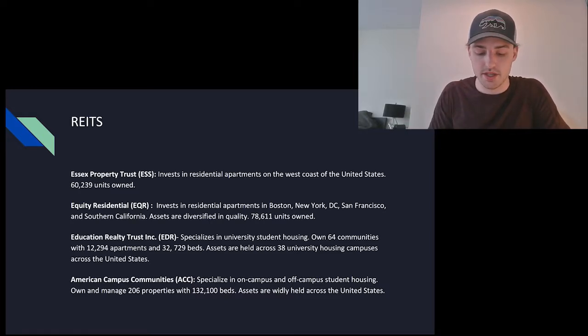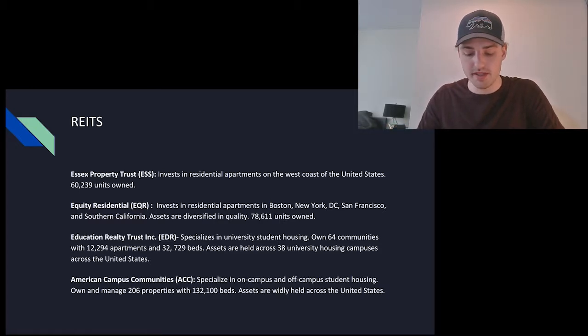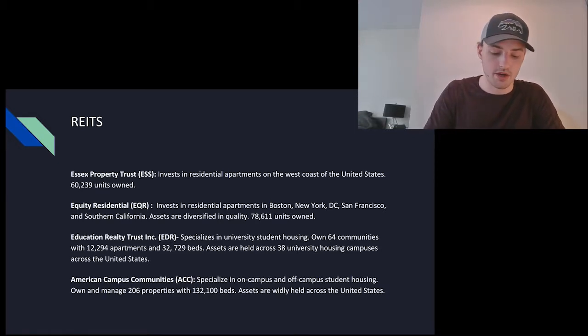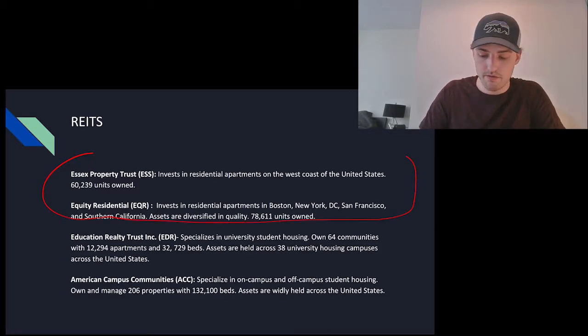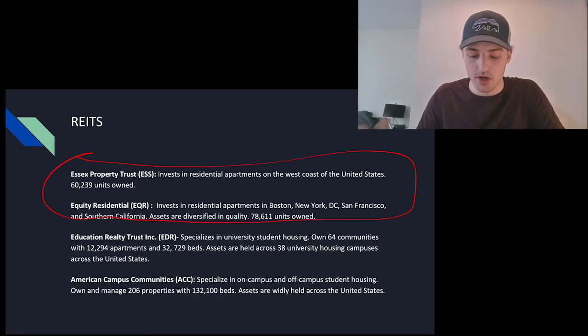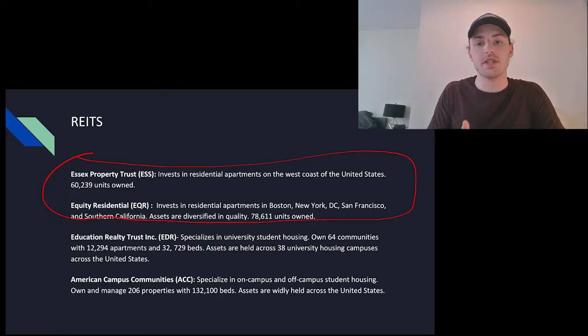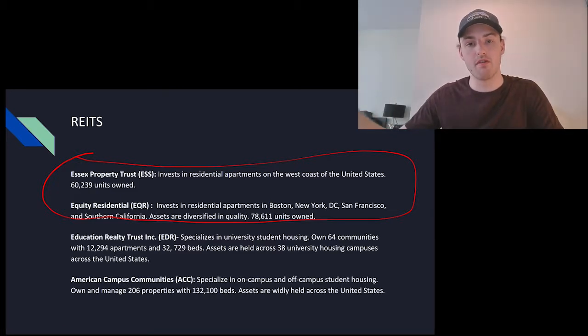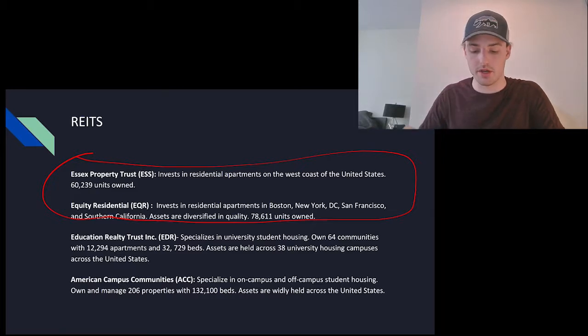The next one is EQR, and this is Equity Residential. They invest in residential apartments in Boston, New York, Washington, D.C., San Francisco, and Southern California. Assets are diversified in quality. They're in low-income housing, they're in higher-income housing, etc. They own 78,000 units. So these two first guys here, those are the residential apartments REITs that we'll be looking at and using as a proxy to get an understanding of what happened to the residential housing market during 2008.